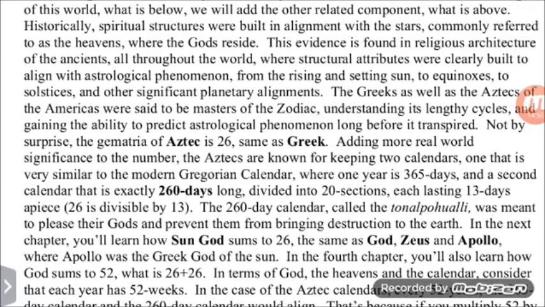The 260-day calendar, called the tonalpohualli, was meant to please their gods and prevent them from bringing destruction to the earth. In the next chapter, you'll learn how sun god sums to 26, the same as God, Zeus, and Apollo, where Apollo was the Greek god of the sun. In the fourth chapter, you'll also learn how God sums to 52, what is 26 plus 26. In terms of God, the heavens and the calendar, consider that each year has 52 weeks.